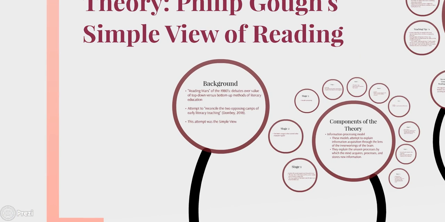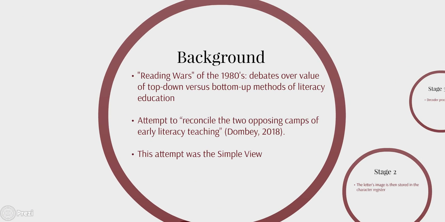Some background information: in the 1980s, there were what they called the reading wars, which was kind of this issue of top-down versus bottom-up reading literacy theories being at odds with one another. So there's these two camps, and Gough's theory emerged as an attempt to reconcile these two views.